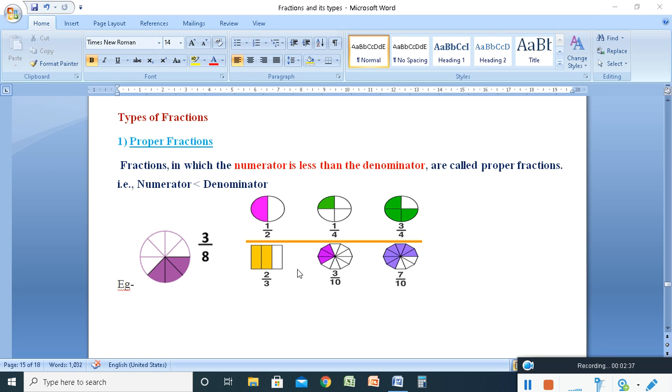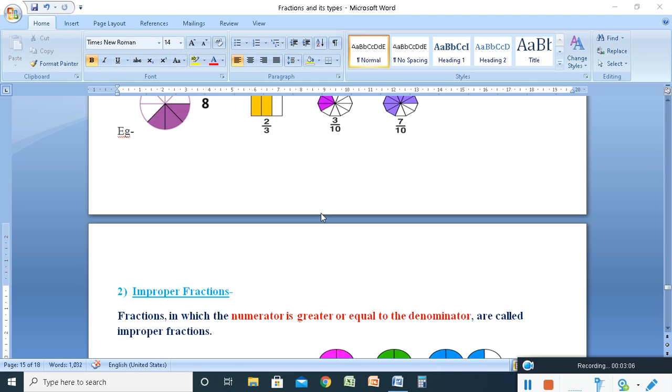Look at the picture here, I have given 3 by 8. Now look at the numbers, 3 in the numerator and 8 in the denominator. Here the numerator value is less than the denominator. So we can say 3 by 8 is a proper fraction. Look at other examples: 1 by 2, 1 by 4, 3 by 10, 7 by 10. These are all examples of proper fractions.